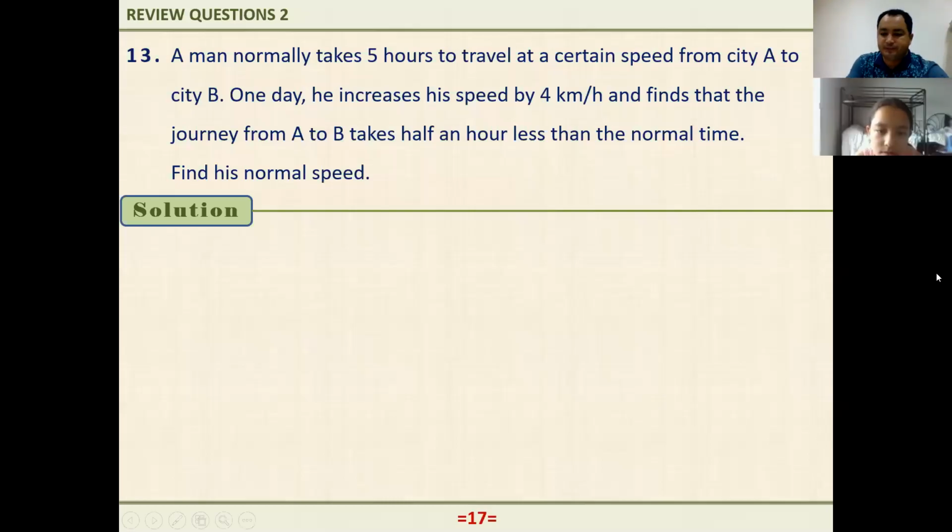All right, let's continue. Can you read the problem? A man normally takes 5 hours to travel at a certain speed from city A to city B. One day, he increased his speed by 4 kilometers per hour and finds that the journey from A to B takes half an hour less than the normal time. Find the normal speed.